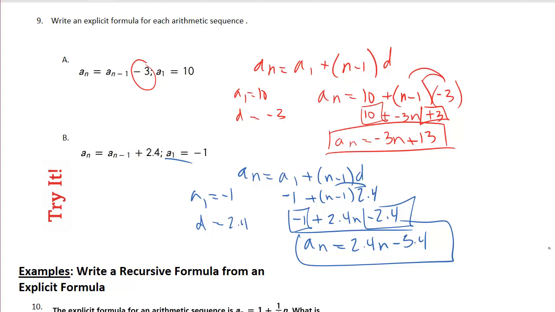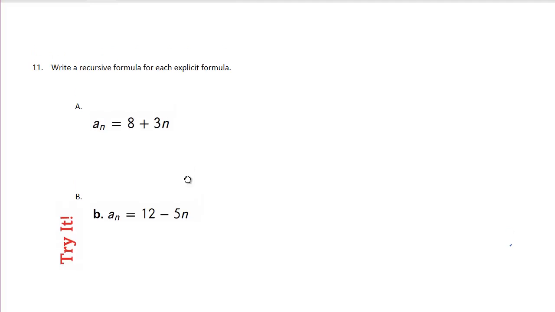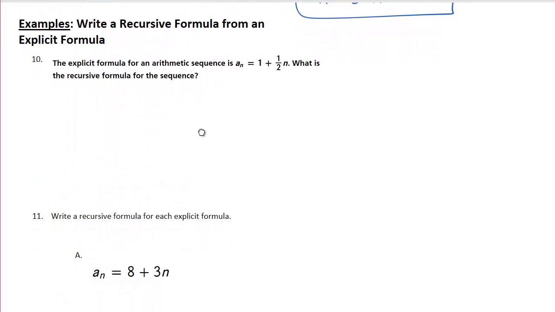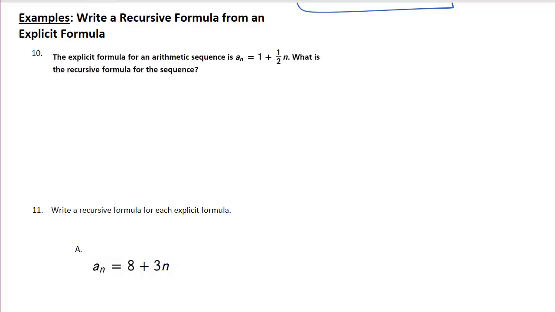Okay, so let's talk about going the other way. Let's talk about writing a recursive formula from the explicit. Let's scroll up here. So I want the recursive formula from the explicit. I'm given the explicit formula here. Again, you should recognize that this value, just like slope in a linear function, is your difference. So my recursive formula is a sub n equals a sub n minus 1 plus the difference. So that's your formula.